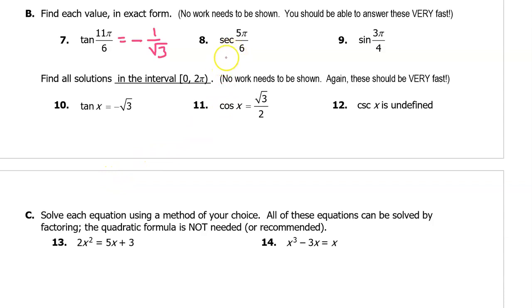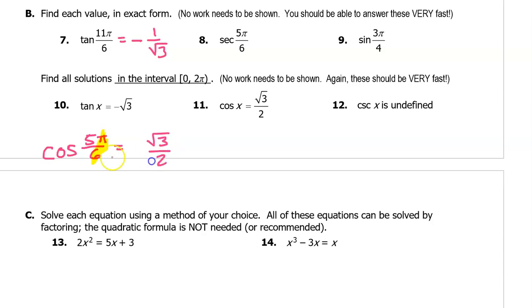Problem number 8. When you see the secant of 5 pi over 6, you should first ask yourself what is the cosine of 5 pi over 6, because secant is the reciprocal of cosine. So if you can figure out what the cosine is, we will just do the reciprocal and that will be your answer. Well, we've got this reference angle of pi over 6. We have memorized that the cosine of pi over 6 is radical 3 over 2.